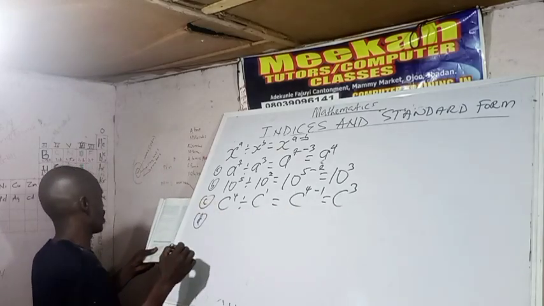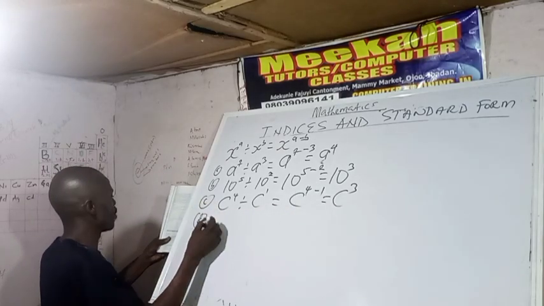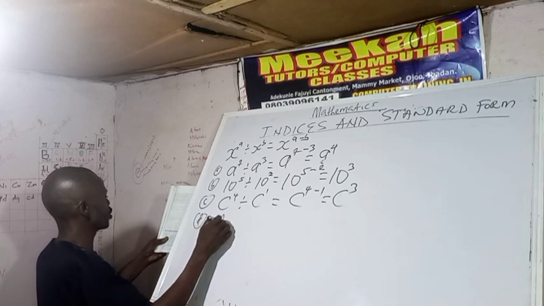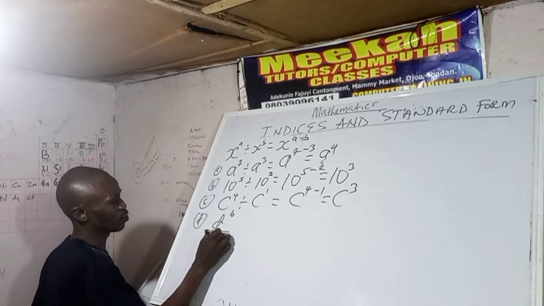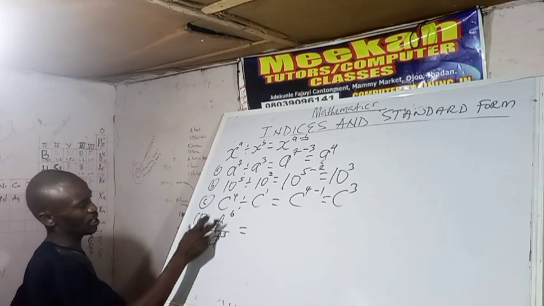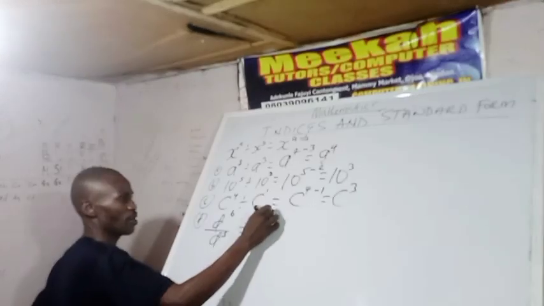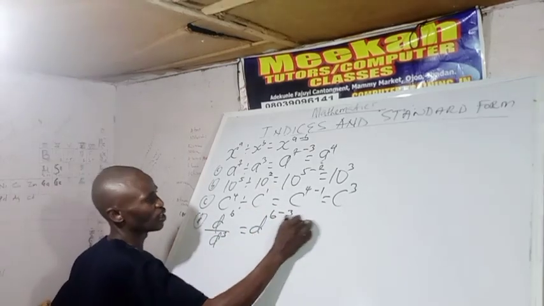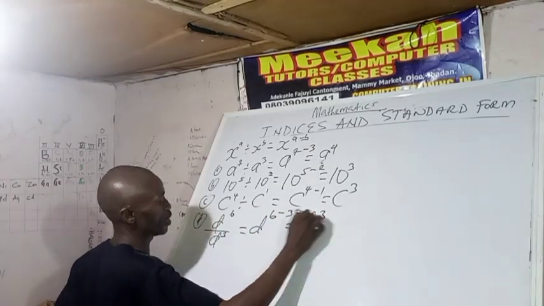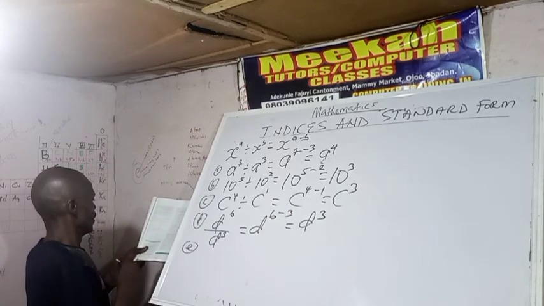Now let's see another one. What if you have D raised to power 6 divided by D raised to power 3? This is the same thing as D raised to power 6, division becomes minus 3. What do you have? D raised to power 3.